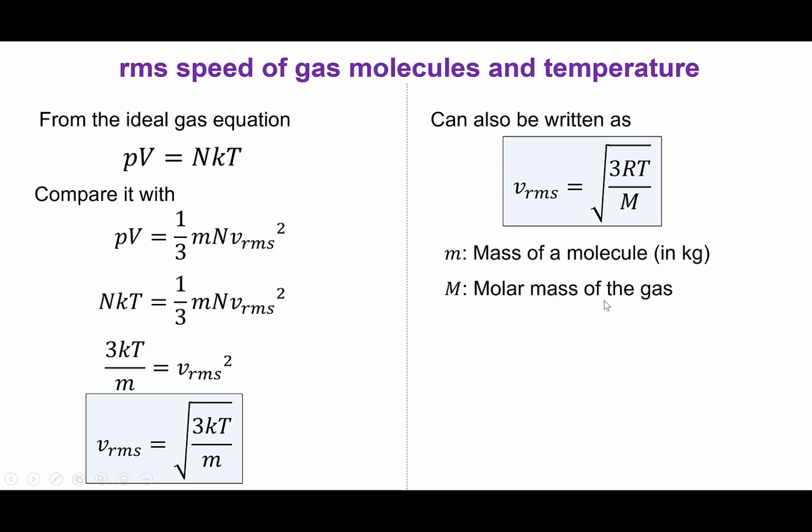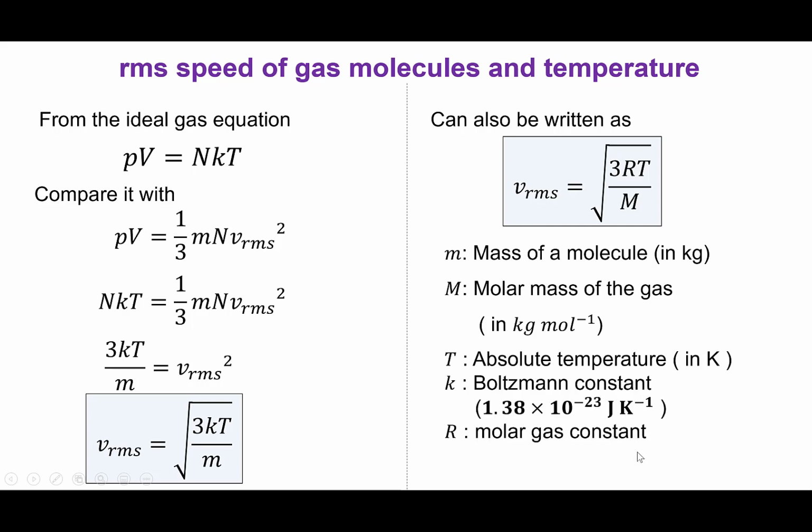Here are the symbols used in the equation. Small m is the mass of a molecule in kilograms. Big M is the molar mass of the gas in kilograms per mole. T is the absolute temperature in Kelvin. k is the Boltzmann constant, and R is the molar gas constant.